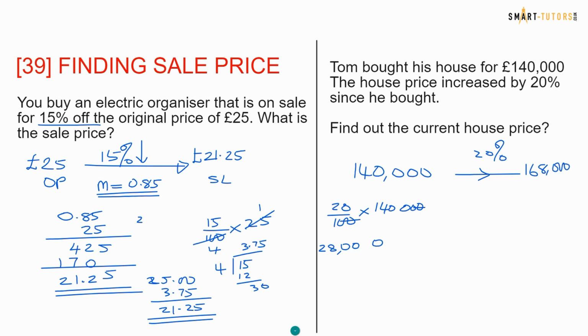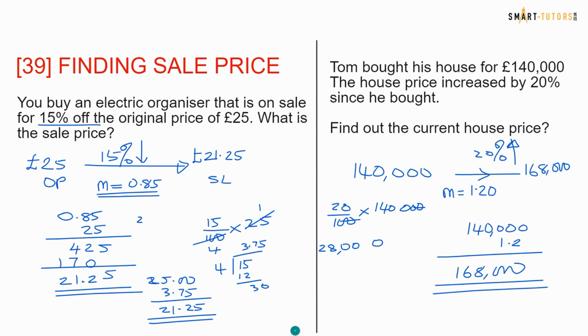If you want the multiplier method, 20% increase means 20 add with 100, 120 divide by 100 is the multiplier, 1.20. So the multiplier is 1.20. So 140,000 times by 1.2 will give you 168,000. So that is the way to do that one.